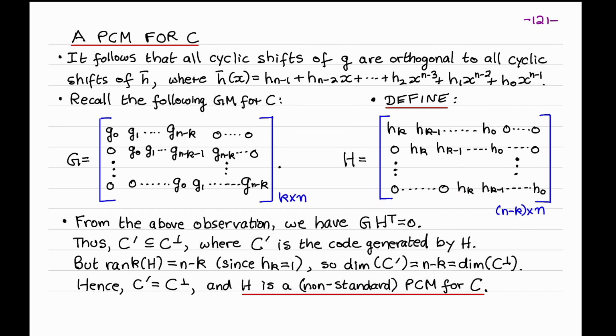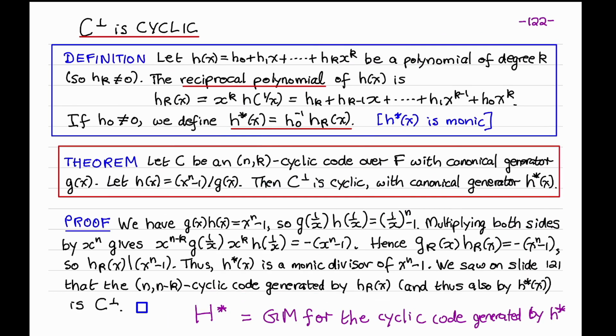Now, multiplying the rows of a matrix by a non-zero constant does not change the row space of the matrix. And hence, the row space of the matrix H equals the row space of the modified matrix H star. But we saw that the row space of H is the dual code of C. Hence, the row space of H star is also the dual code of C. And this proves that the dual code C perp is cyclic and has canonical generator h star of x.